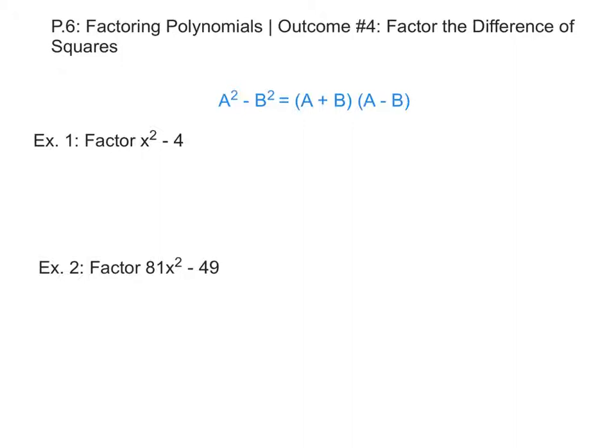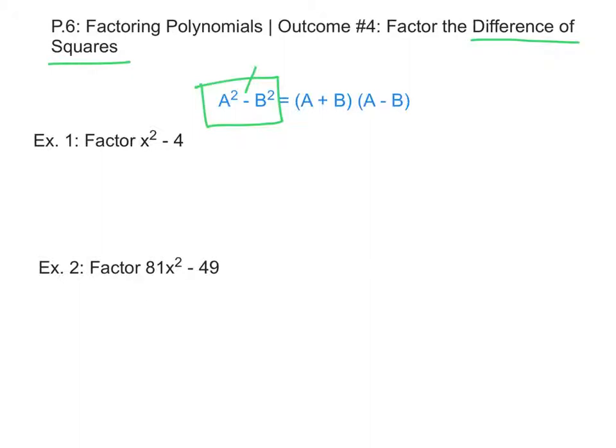All you have to be able to do is identify whether the polynomial is in the form of a squared minus b squared, which is the difference of squares. You can see difference in this case means subtraction, and we are squaring the terms a and b.